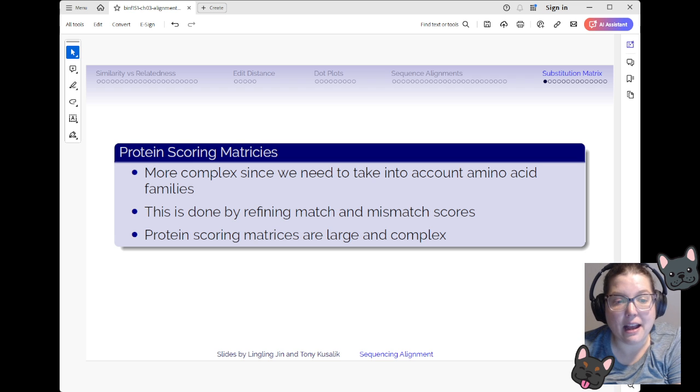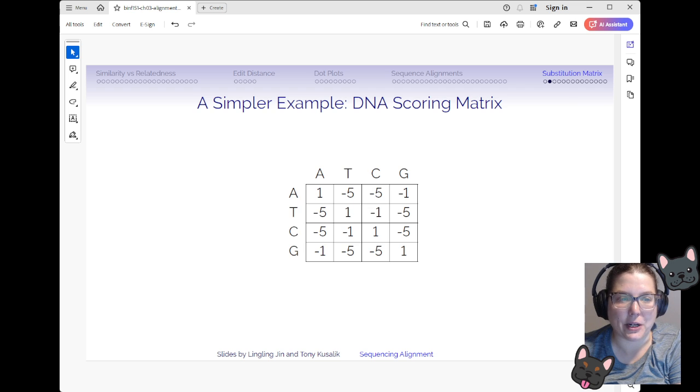The reason that we can do this is just through refining our match and our mismatch scores. So we can provide different values for different amino acids if they're mismatching together, dependent on how likely they are going to be successful based on their amino acid family, and then also what we know from previous research. So they're very, very large and a lot more complex than what we see with the DNA scoring matrix.